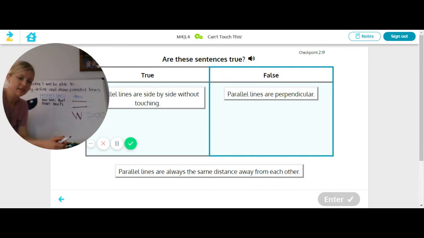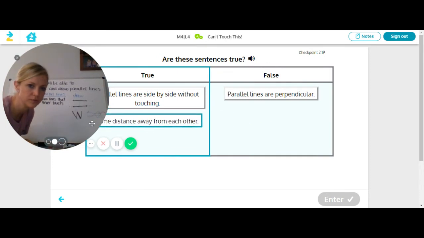And our last sentence, parallel lines are always the same distance away from each other. Let's think about this. In this parallel set of lines, the distance is the same throughout. So we're looking at the distance here. Is the distance the same? Yes. Here, these parallel lines, the distance is the same. So we're going to say that this is true.